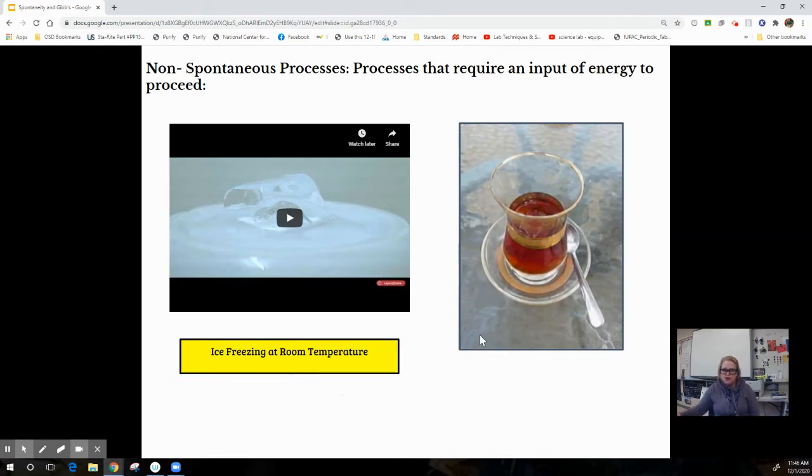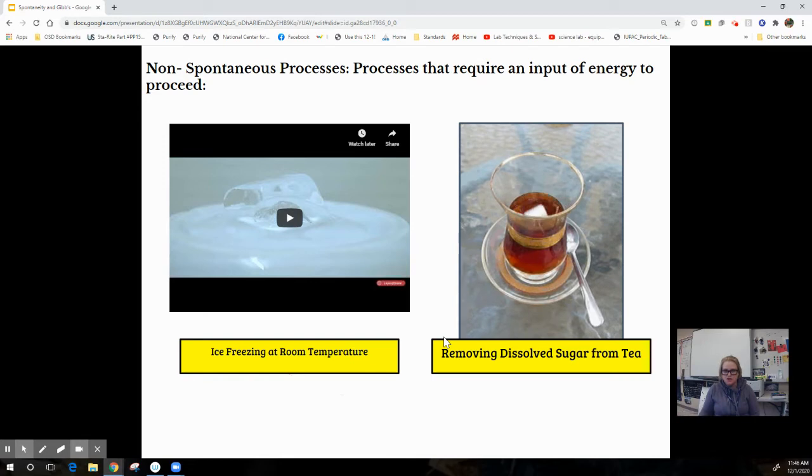So ice freezing at room temperature is definitely a non-spontaneous process. When I throw a sugar cube into tea, that sugar cube is going to spontaneously dissolve into the tea. But to remove that sugar cube from the tea would be a non-spontaneous process. The reverse reaction would be non-spontaneous because I would have to decrease the entropy from a liquid phase back to a solid phase, and I would also have to put tons of energy into that tea to put every single sugar molecule back together to pull out the sugar. So removing dissolved sugar from tea is definitely a non-spontaneous process.